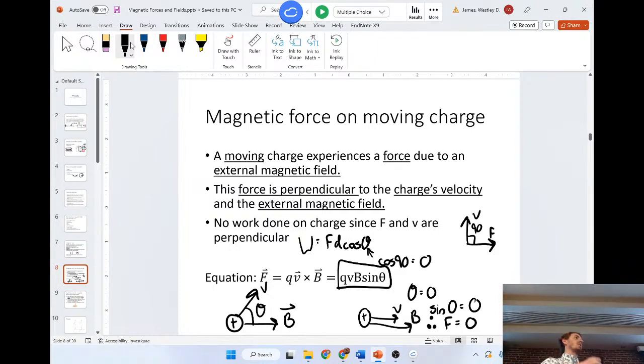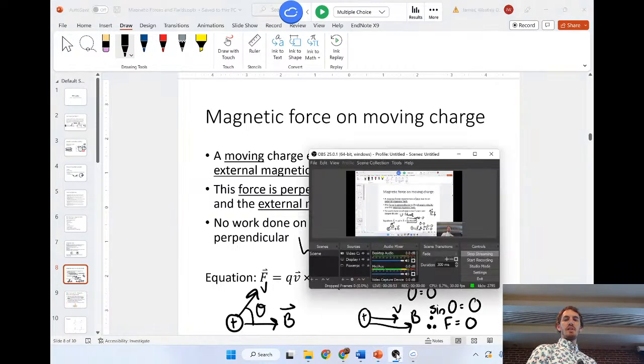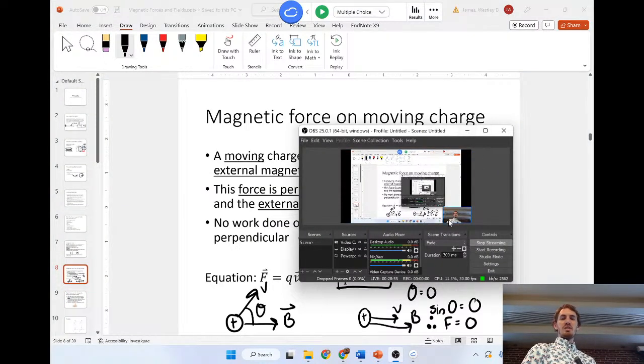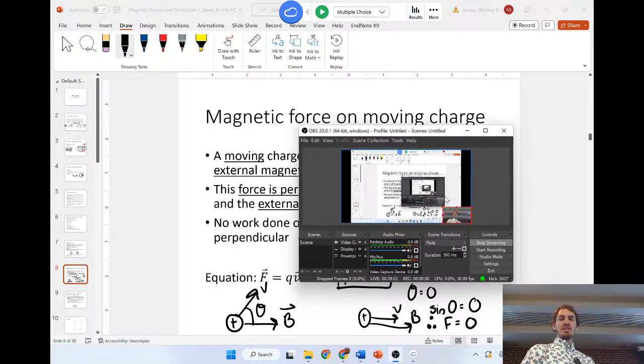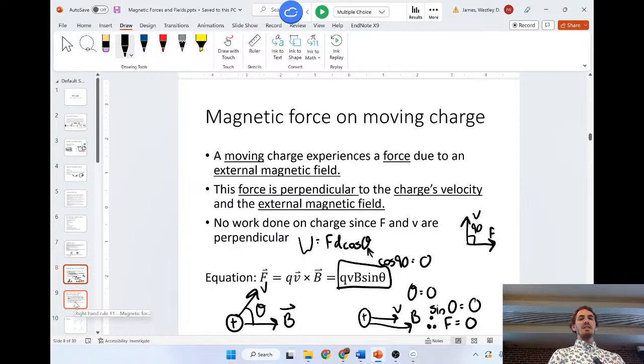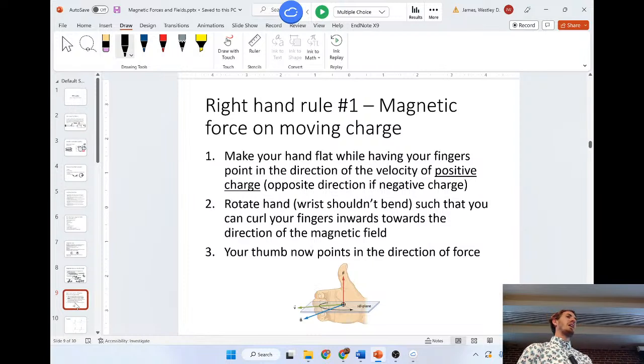All right, so let's learn about the right-hand rule number 1. This is why I turned on my webcam for you online folks. I normally don't like to put the webcam on there because it covers part of my slides. But if you're online, you're going to have to see my hand because there's no way I'm drawing a hand well on these slides. Right-hand rule number 1. How do we find the direction of the force? I'm going to show you 2 different ways to do this.